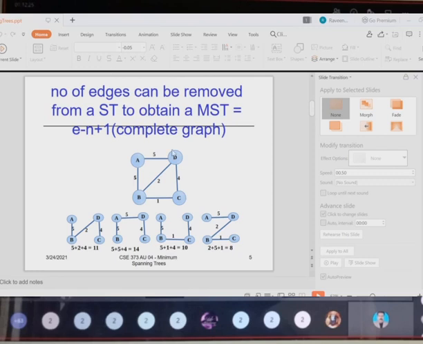So the time complexity is that Prim's algorithm runs in order of n plus m into log n, and Kruskal's runs in order of m log m. So we'll have a quick recap.